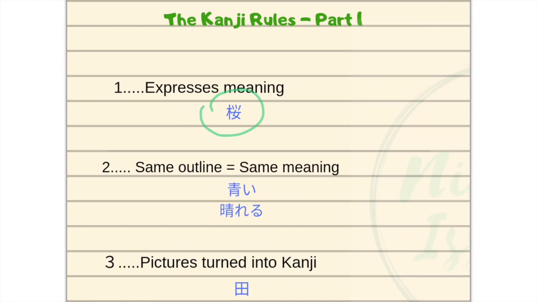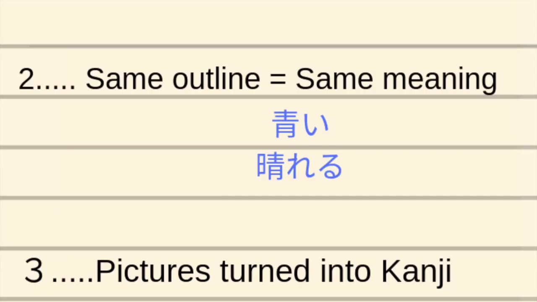Now let's move on to the second part. Here it says same outline is equal to the same meaning. It means that meanings belonging to the same category are expressed in the same form. Now we have two examples here. The first example, this kanji represents the color blue, called ao in Japanese.